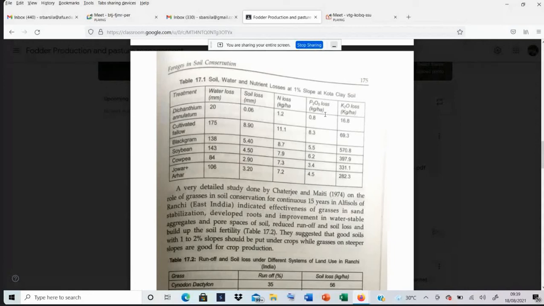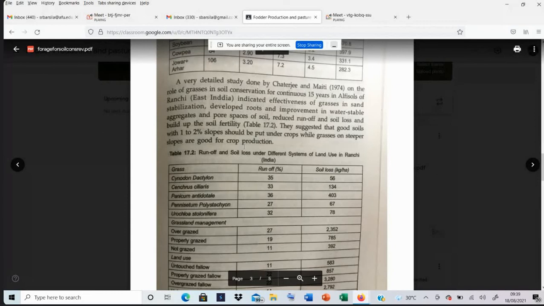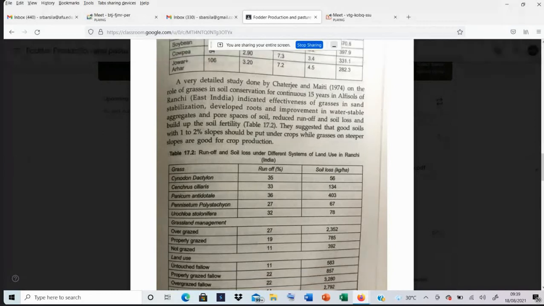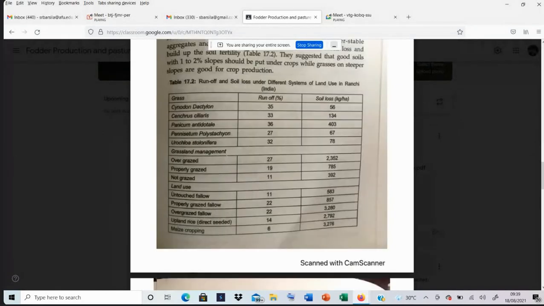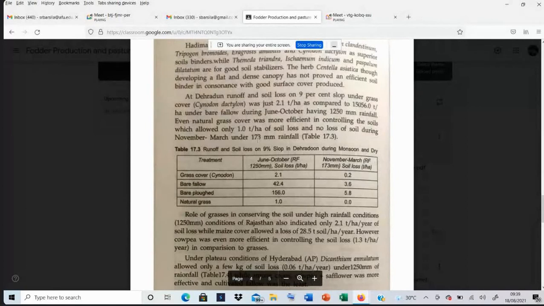Very good covering for the forages, which give very good coverage, okay? Then another thing is runoff and soil loss under different systems of land use, with this example from India that gives some examples for managed grasses, overgrazed grasses and so on, you can look at it yourself. Then another is runoff and soil loss on 9% slope in India, where there is grass cover.